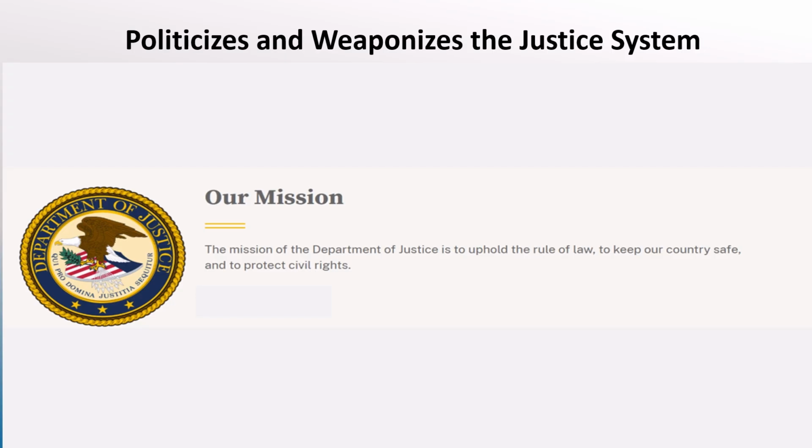Project 2025 politicizes and weaponizes the justice system. The mission of the Department of Justice, per their website, now that could have changed because the current administration is changing a lot of what they are communicating on their websites. But prior to any recent changes that have been made, the mission was stated as to uphold the rule of law, to keep our country safe, and to protect civil rights. To prevent improper political influence on Department of Justice decision-making, every administration since Watergate has upheld traditions that preserved the independence of the Department of Justice.